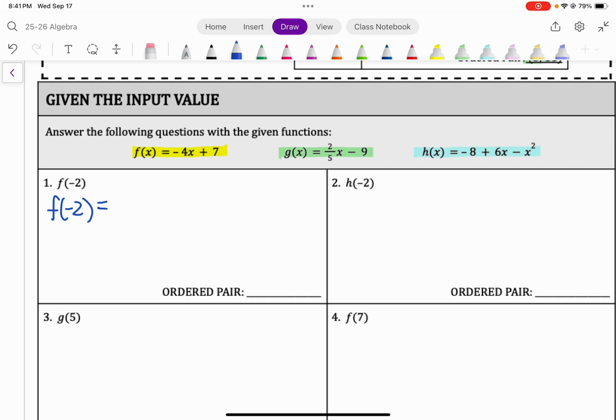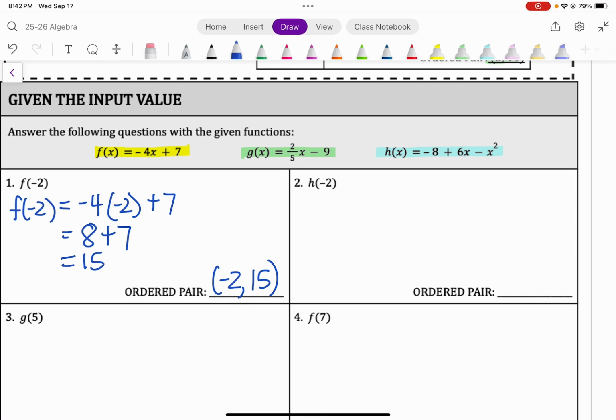That's our yellow one because each of them has a different letter. So f of -2 says -4 times -2, add 7. -4 times -2 is 8. 8 plus 7 is 15. So the ordered pair was an input of -2 and an output of 15.